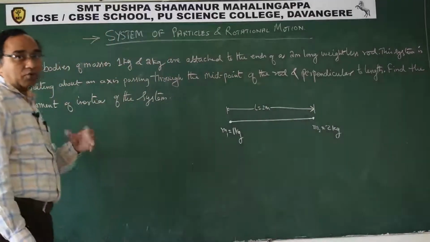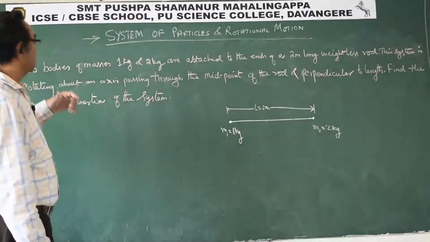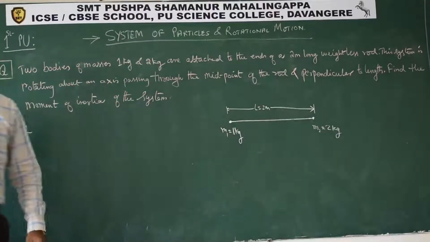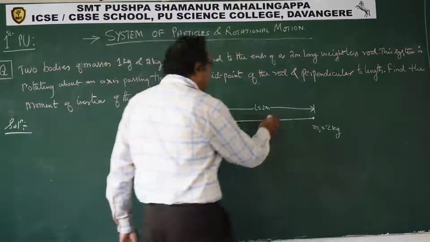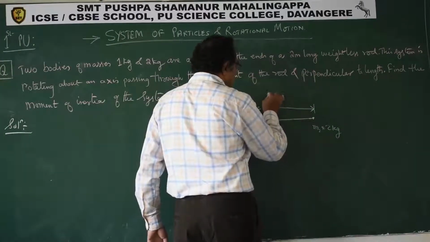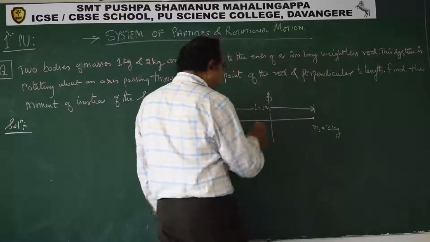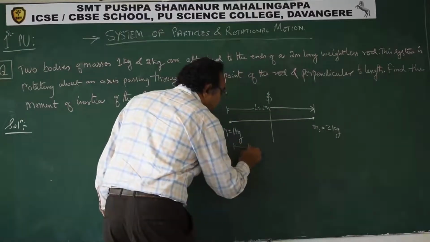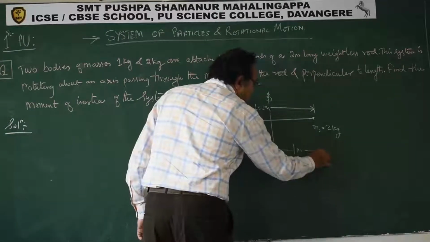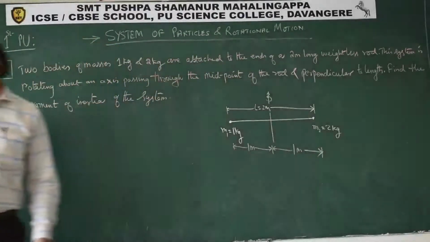Weightless, there is no mass attached to the rod. This system is rotating about an axis passing through the midpoint. So the axis is passing through the midpoint, which means that this will be 1 meter and this will be 1 meter. This is what we have.